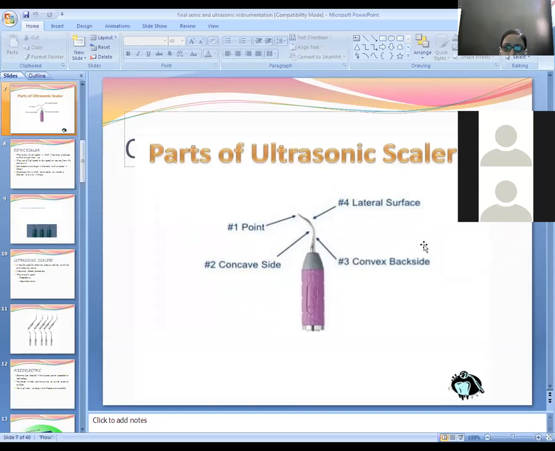What are the parts of an ultrasonic scaler tip? The tip consists of a point. Then it has a lateral surface. It has a convex back side and a concave side.